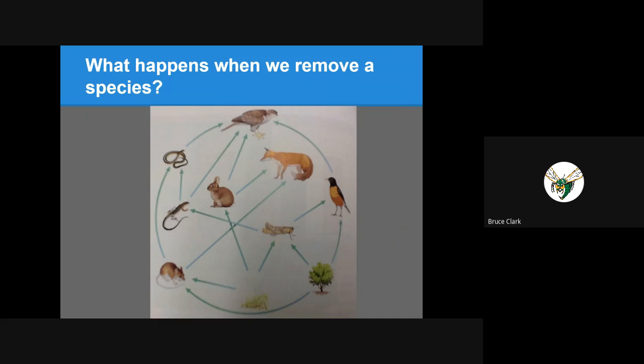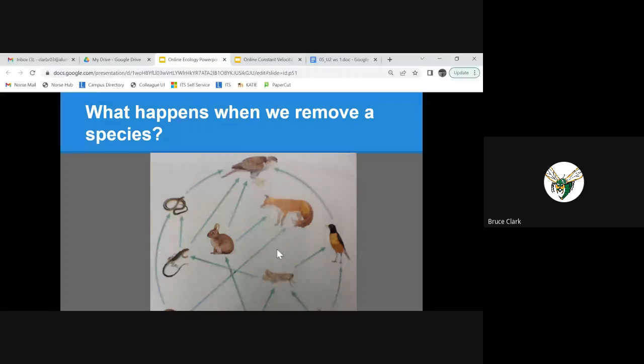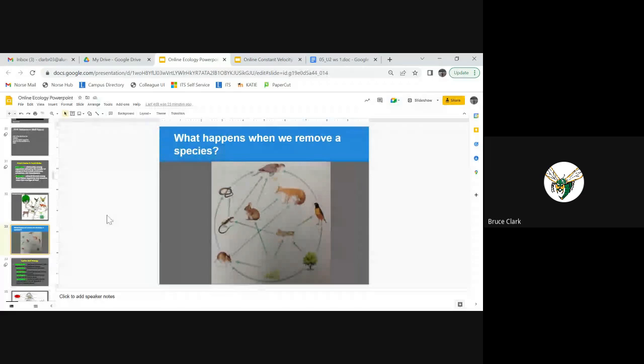Tomorrow, and actually as a follow up on your food web questions, we will look at what happens when we remove a species. Here's another sample food web that yours might end up looking something like as you're going there. So there's a little bit about food webs and food chains, to continue our discussion on ecology.